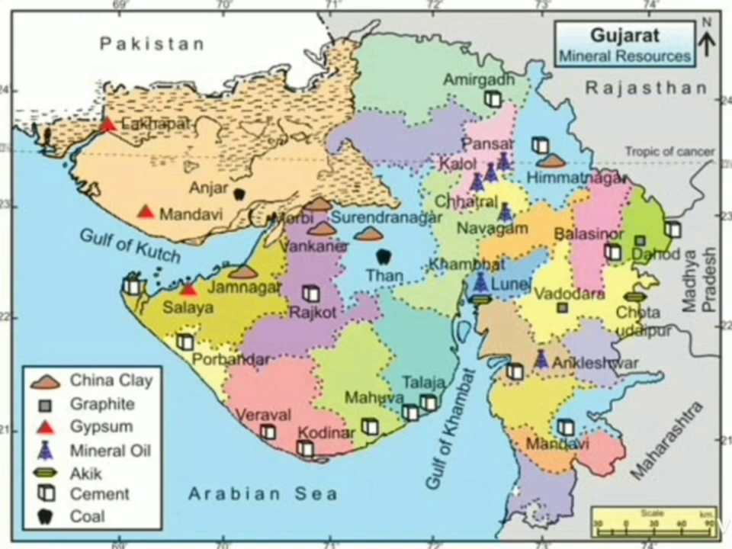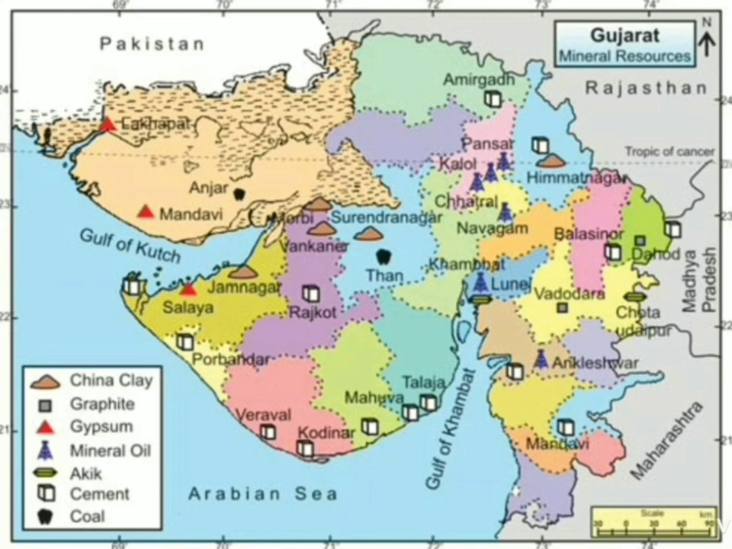Students, now you will be able to understand why we need to use conventional signs in the map. If instead of conventional signs we start writing China clay everywhere, then it becomes very difficult to locate all the mineral resources in one map.